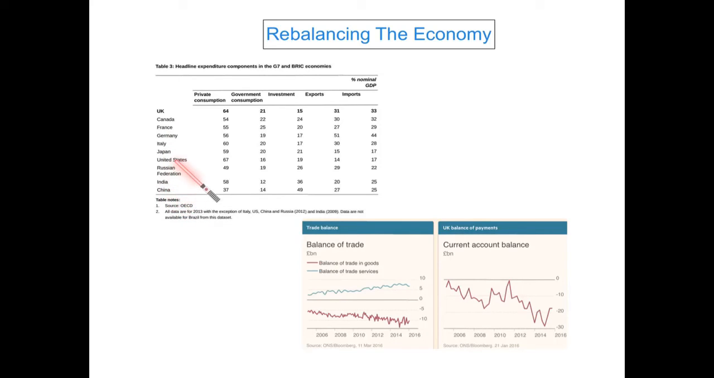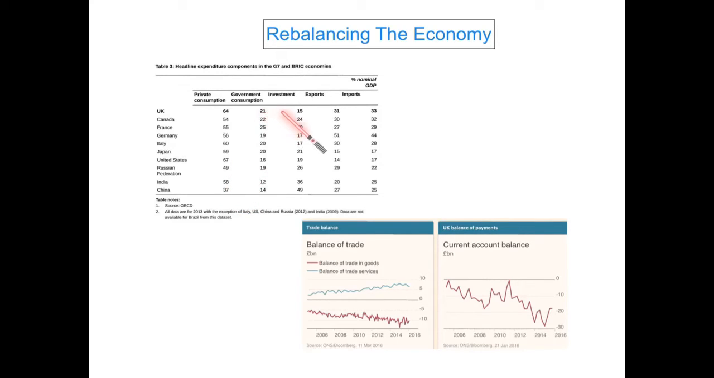If we look at the UK, I'm sure you know this, consumption here, it's estimated to make up 64% of aggregate demand. So it's a very high percentage of total demand in the UK economy. Much higher than all these economies except the United States. And look how low China is. Just over a third of AD is made up of consumption.